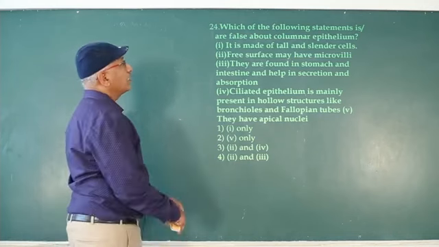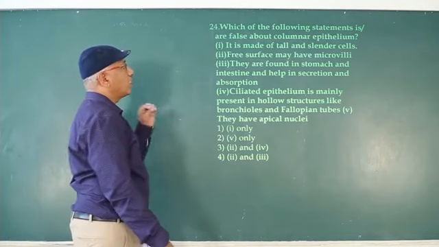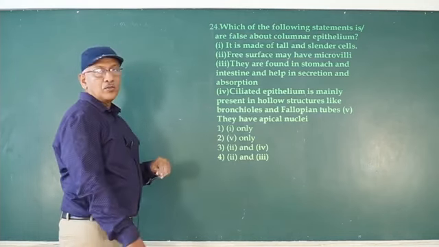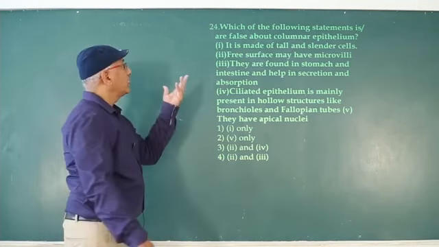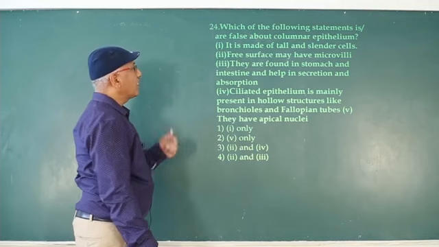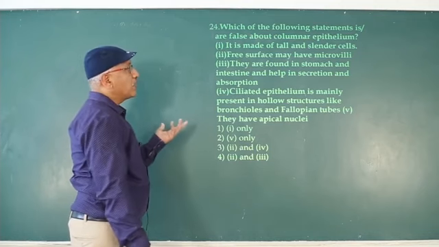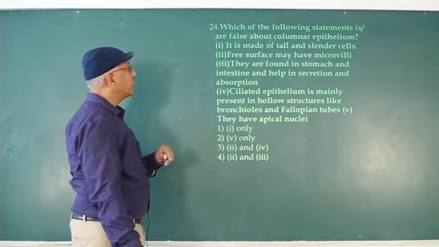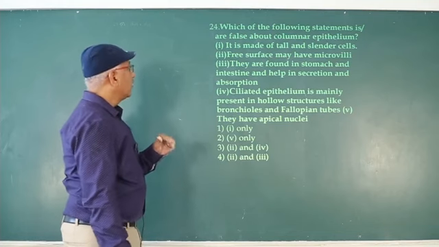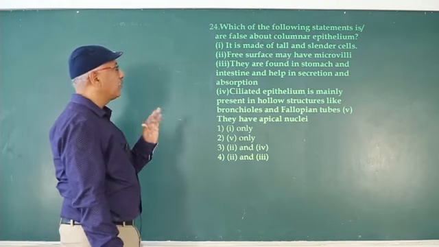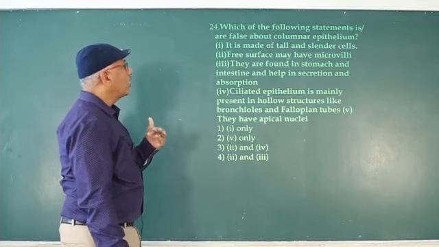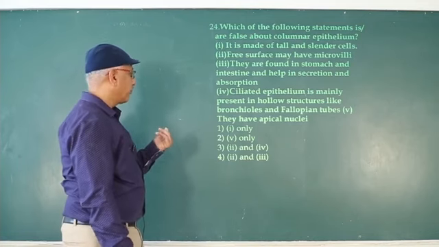Which of the following statements is true or false about columnar epithelium? Columnar means the cells are longer than wide, like columns or pillars. It is made up of tall and slender cells, correct. The free surface may have microvilli, so that is also correct. Next one, they are found in the stomach and intestine and help in secretion and absorption. So that is correct for columnar epithelium.